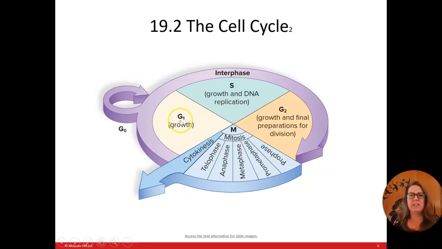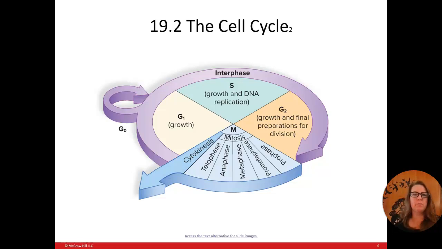But then that cell is triggered to go through the DNA replication phase, okay? Because the cell needs to replace itself before it gets to the very end of its life cycle. So all of the DNA, that chromatin, is going to replicate.